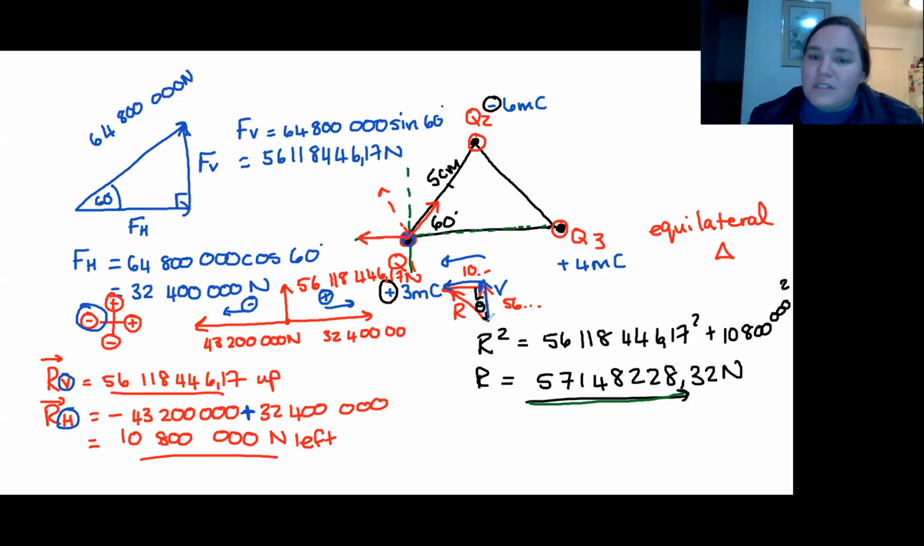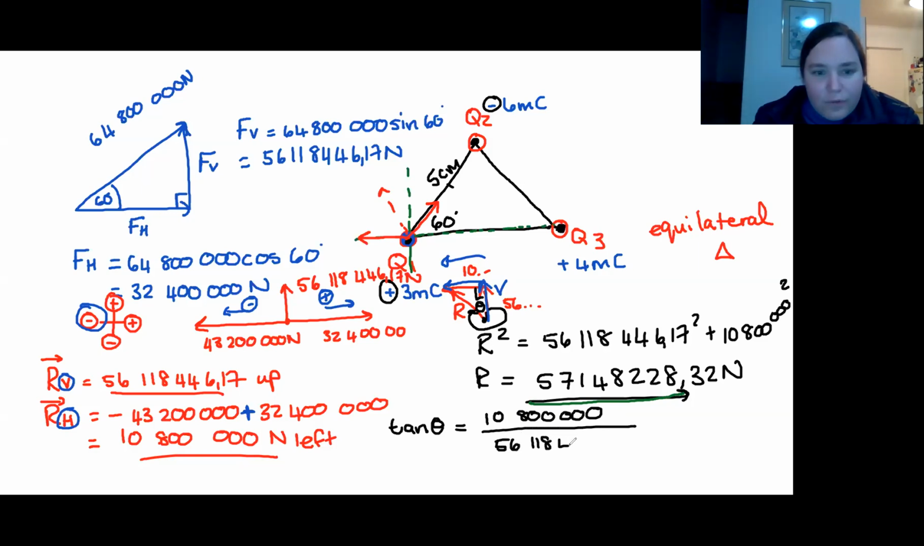Please remember the direction always starts from the bottom of the vector, so the tail towards the head. And here for bearing, we go around from 0 degrees all the way around, usually to 360, but here we're going to actually stop before then. So we're going to say tan of theta is equal to opposite, which is a big value, 10,800,000 divided by 56,118,446.17.